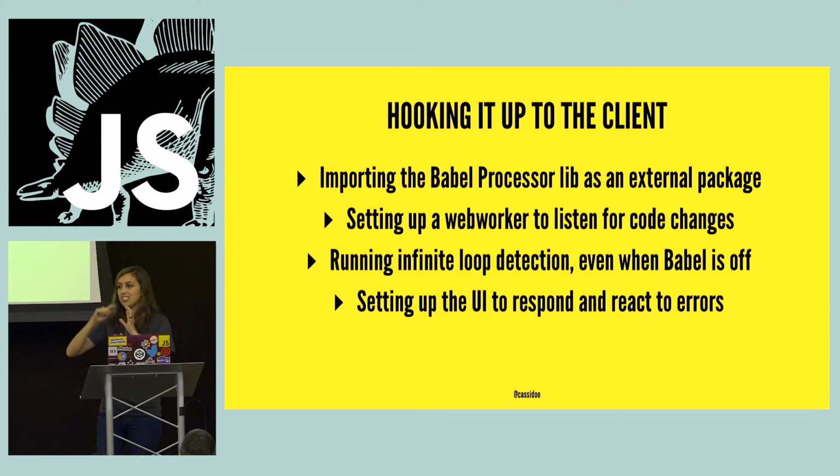We set up a web worker to listen for code changes in the panels, and every time a code change happened, it would run the Babel processor and produce the preview, so it was constantly listening for what was happening and whether something needed to be imported from an external library. We also added a conditional in the Babel processor that runs the infinite loop detection that we were looking for. So even if Babel is off, we still have that infinite loop detection, so we can still block things from breaking entirely. And then setting up the UI to respond and react to errors was taking that error function and setting up where the lines should go, whether just at the top at that line 1 that I mentioned or somewhere else in the file.